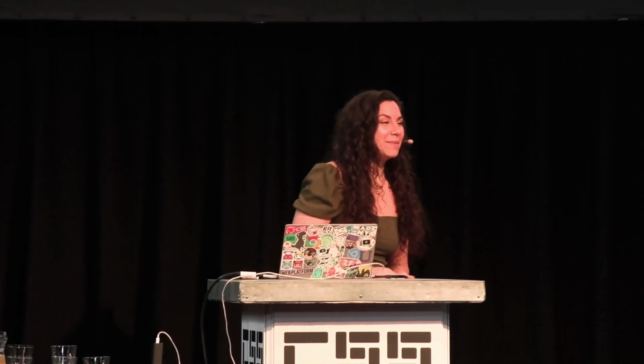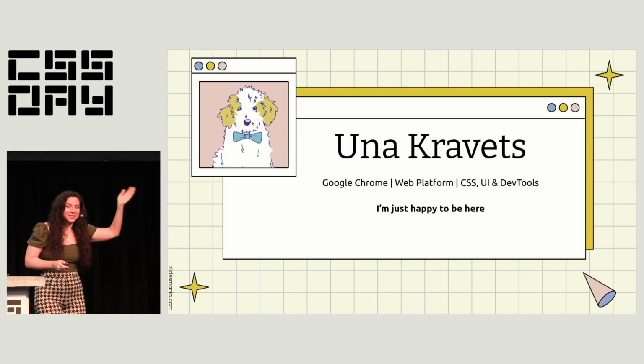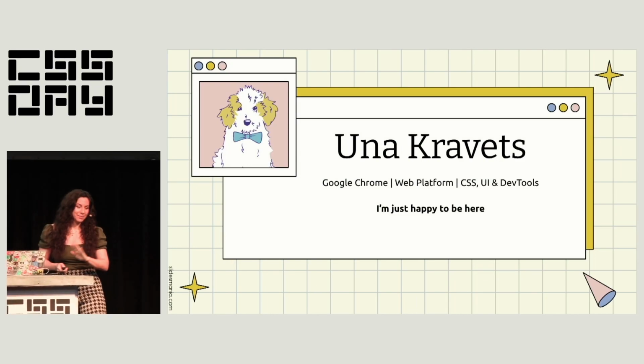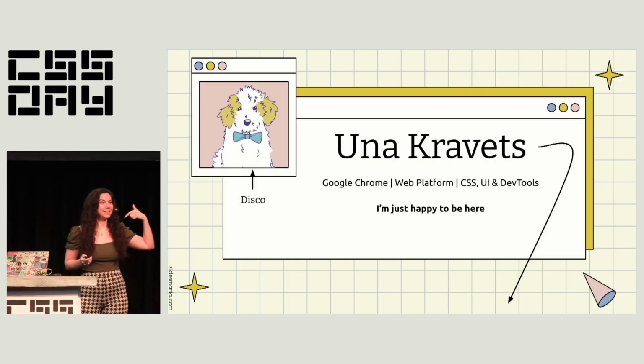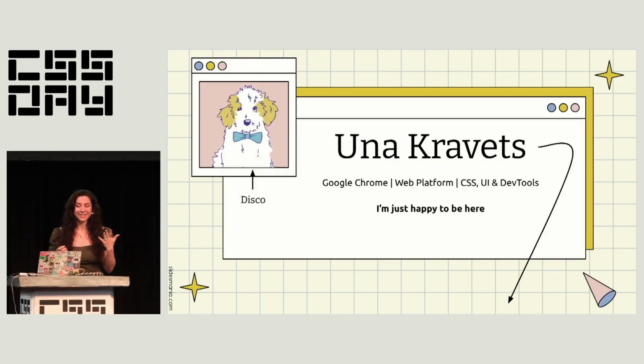I like that. So I'm here to talk to you about a CSS revolution. This is me. My name is Una Kravets. Adam did a ridiculous intro, so I appreciate that. That's not me. That's my dog, Disco. That's me right here. I'm happy to be here. I'm so excited to be here.